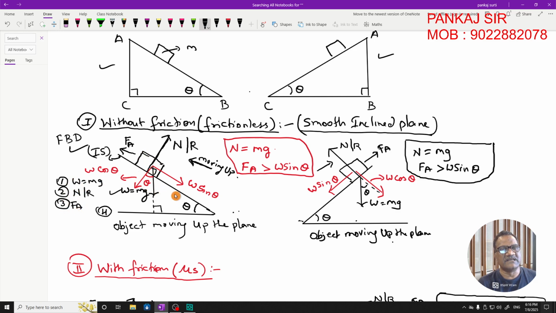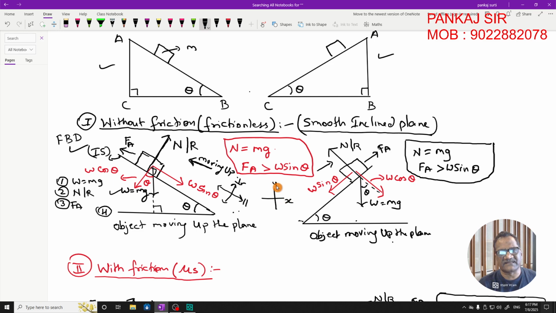Now what you have to do is, out of these three forces, whichever forces are inclined, that you have to resolve. So now, for this W force, the frame you are going to choose is this one. This is the frame you are going to choose. This is known as the parallel to the inclined plane frame, and this one is known as the perpendicular to the inclined plane frame.